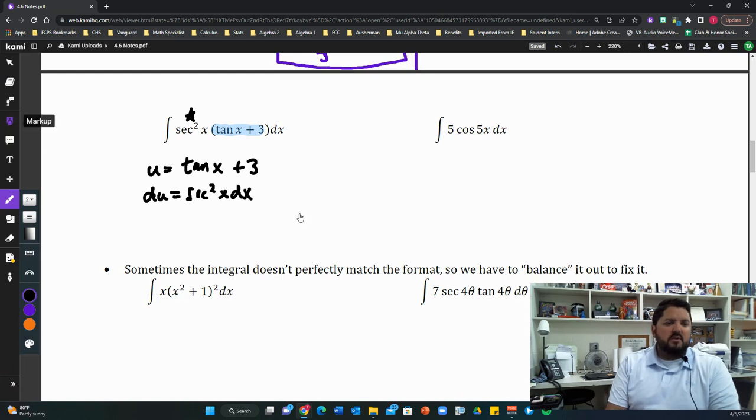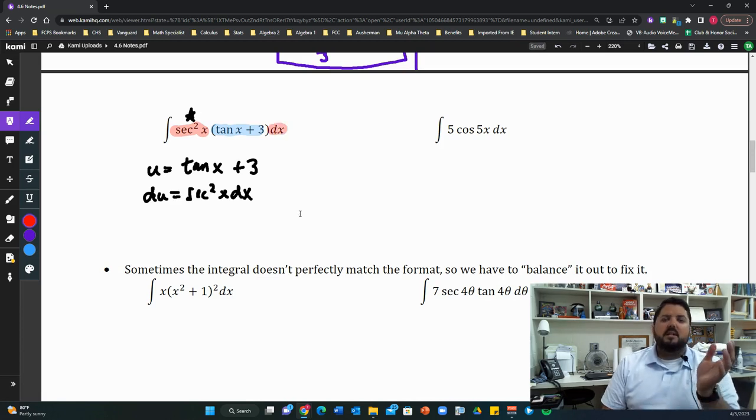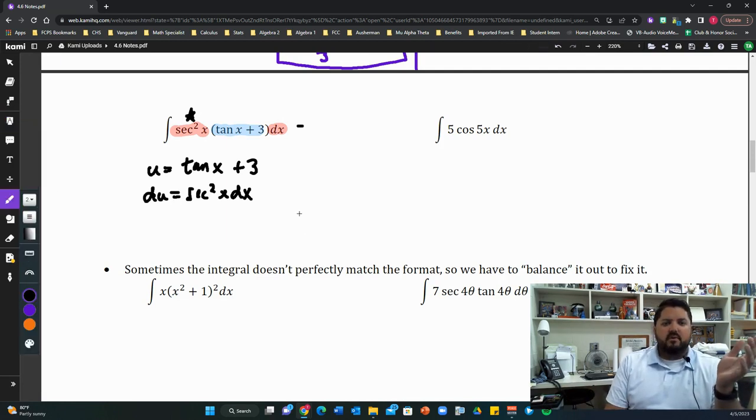It's an easy mistake to make, just be careful. But if I have secant squared x and then dx, so in this case, it looks like everything has been highlighted. So if that's the case, go ahead and rewrite it as you would. So this would become tangent x plus 3 comes out, u goes in its place. Secant squared x dx comes out, du goes in its place.